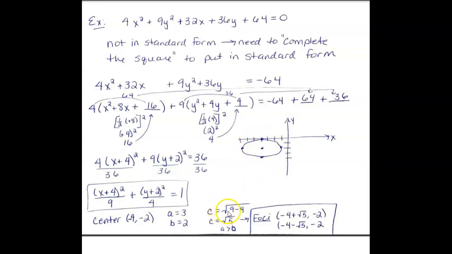Foci, C would equal the square root of 9 minus 4, which is the square root of 5. Since A is larger than B, we move horizontally from the center to locate the foci. So we add and subtract the square root of 5 to the x value of the center, so to the negative 4. Negative 4 plus square root of 5, with y being negative 2, and then negative 4 minus square root of 5, with y being negative 2.